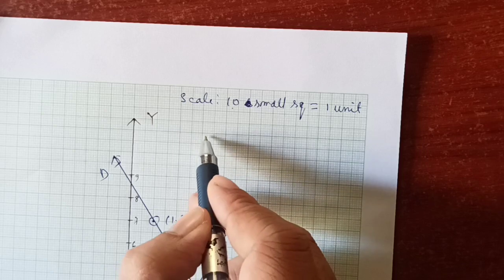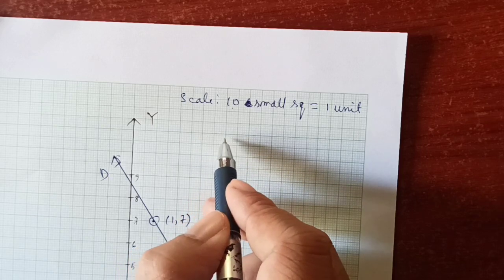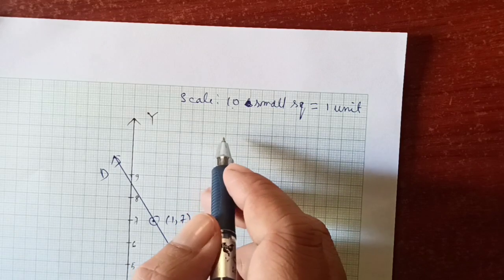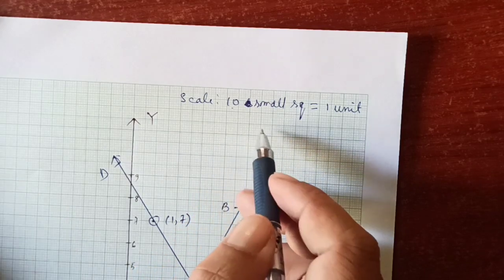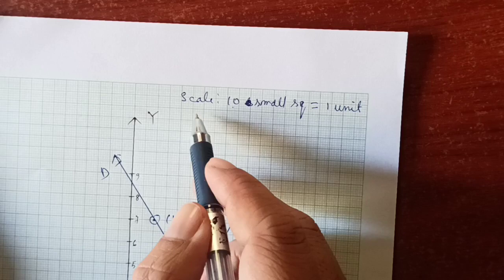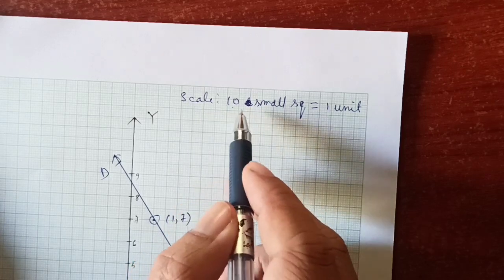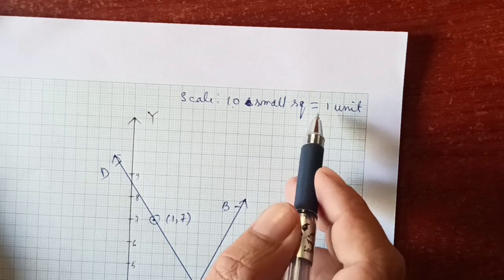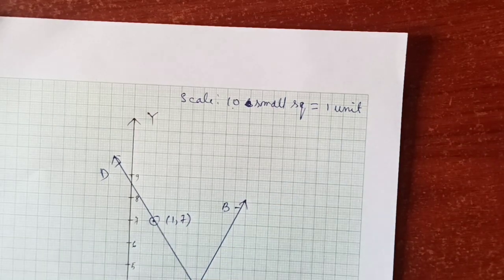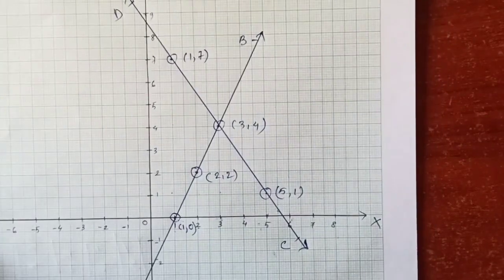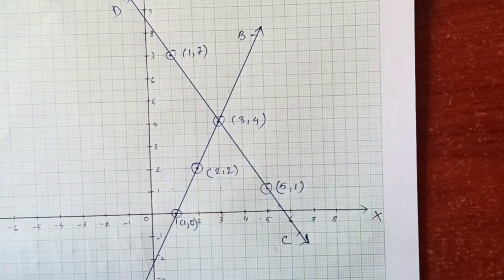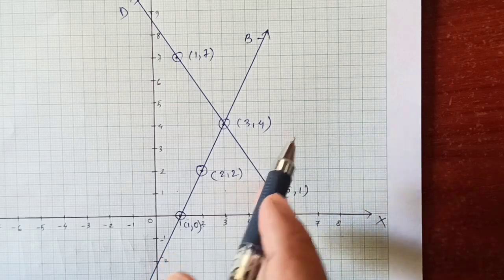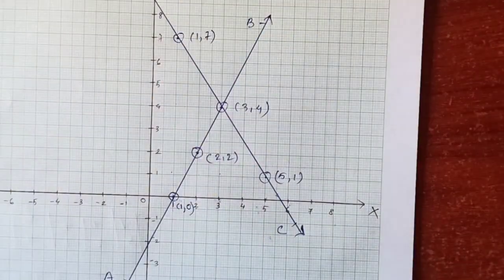Why do we say 10 small squares? In this box, there are many small boxes. You count it, these are 10 boxes. You will find 10 boxes when you count this one. So don't forget to write this scale on the top of the graph. Scale: 10 small square equal to 1 unit. Okay, so this is the graph. They intersect at one point, that means this is the unique solution.